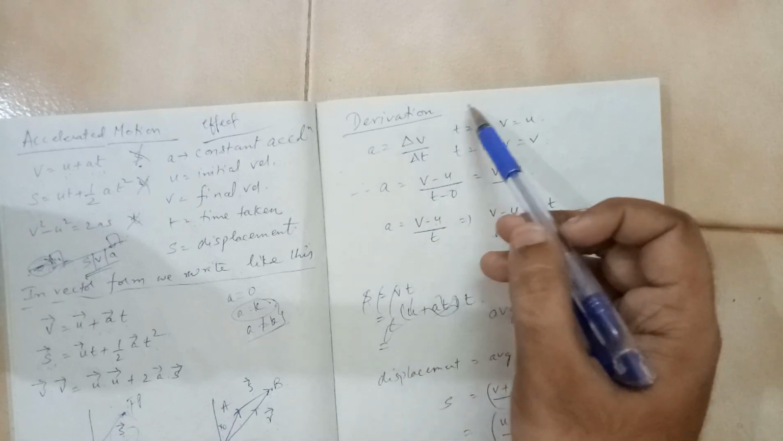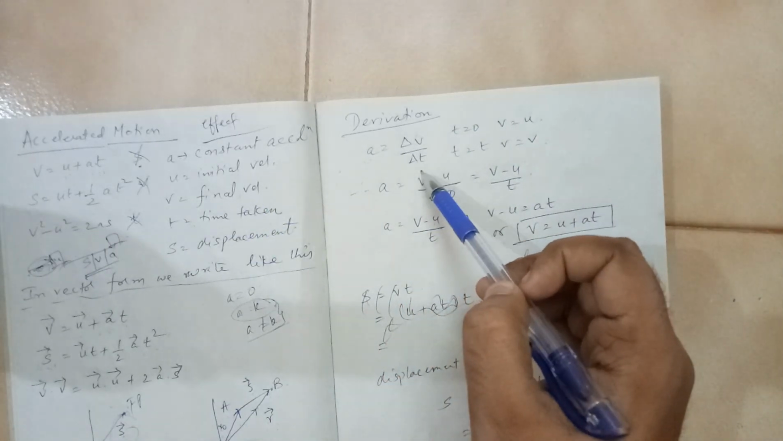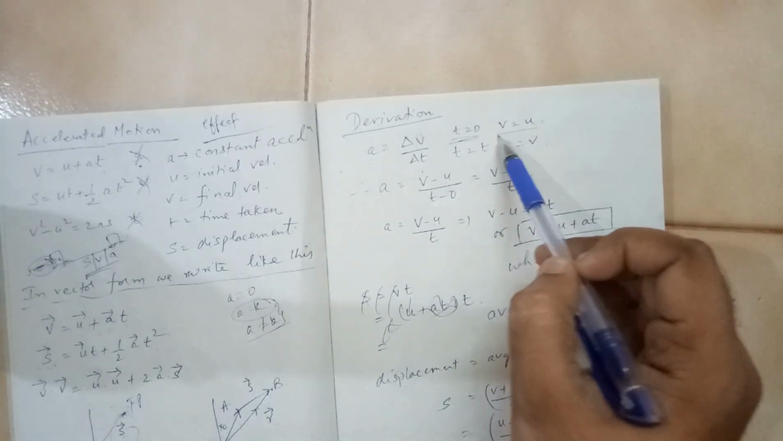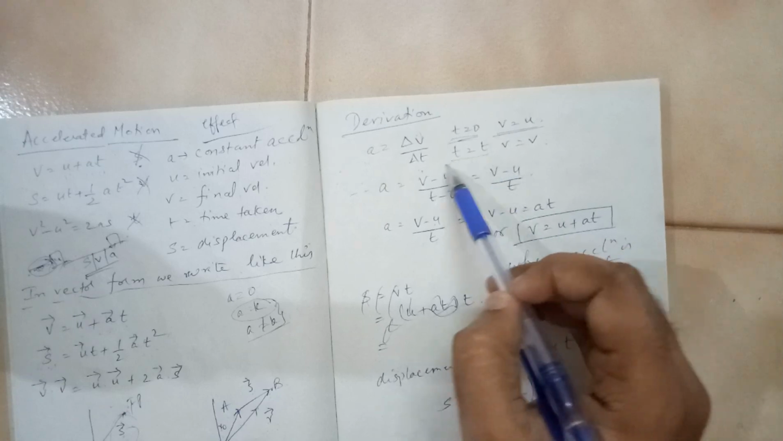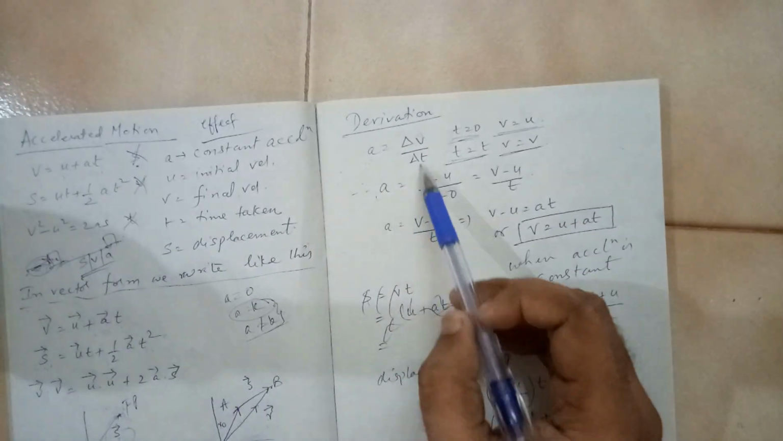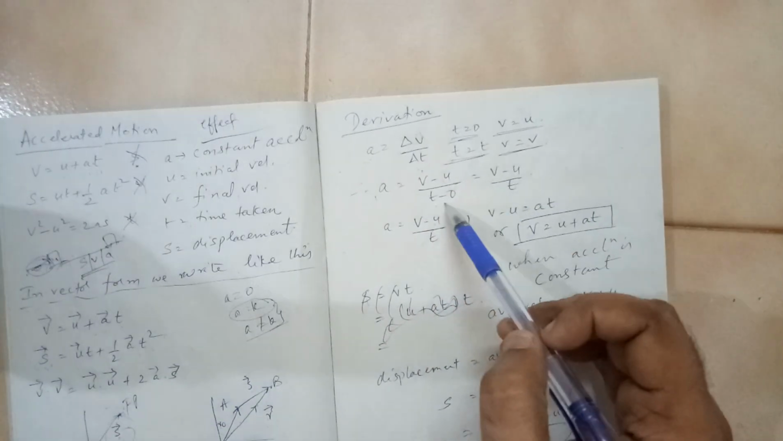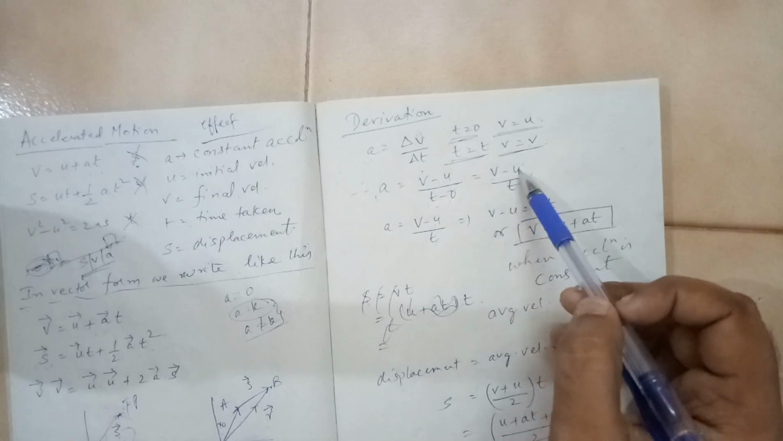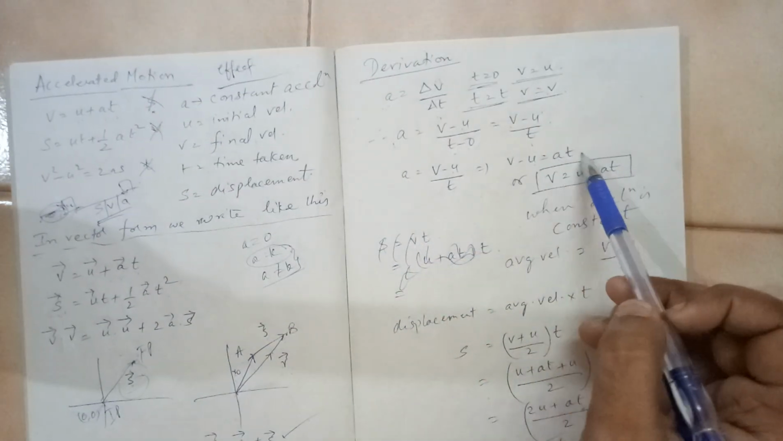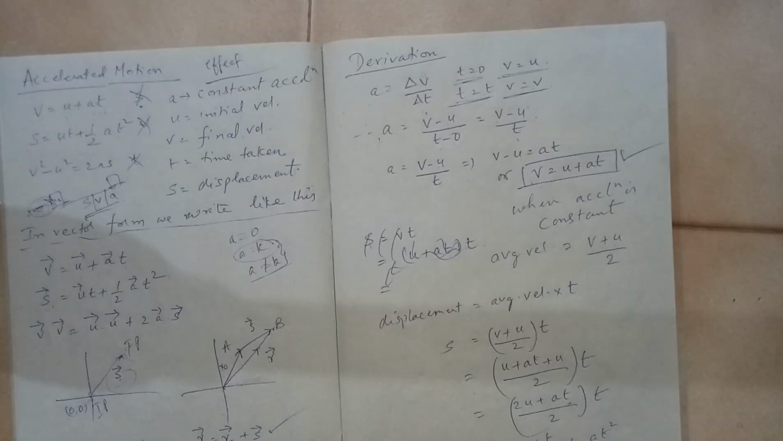Now let us see the derivations of these. You know that acceleration is equal to change in velocity by change in time, delta v by delta t. At t is equal to 0, the initial velocity, let us say, was u, and at time t, the final velocity was v. So I can write a is equal to delta v, the change in velocity, v minus u, by the change in time, t minus 0. It is v minus u by t. So you can take this term to the other side, you get v minus u is equal to at, v is equal to u plus at. This is the first equation we have derived.